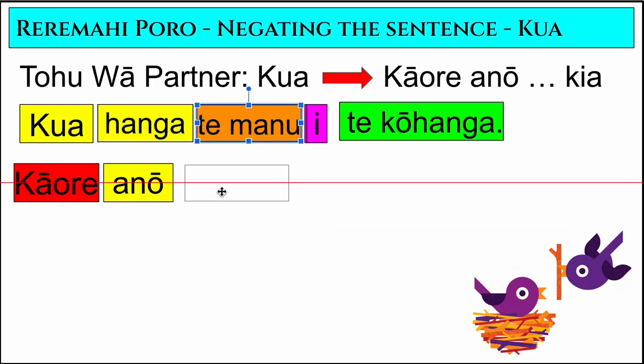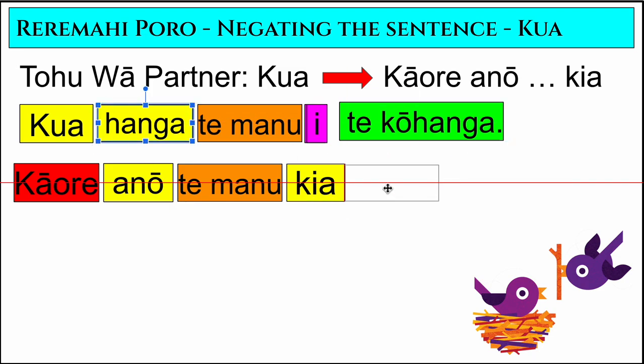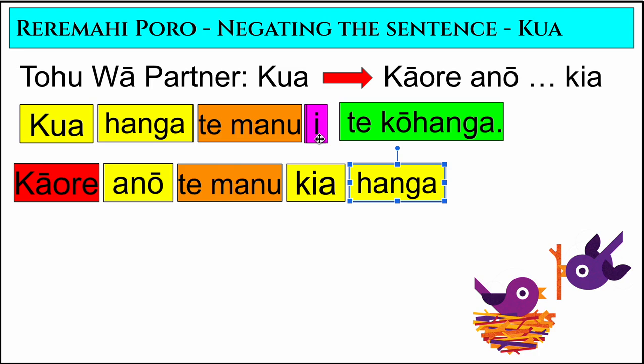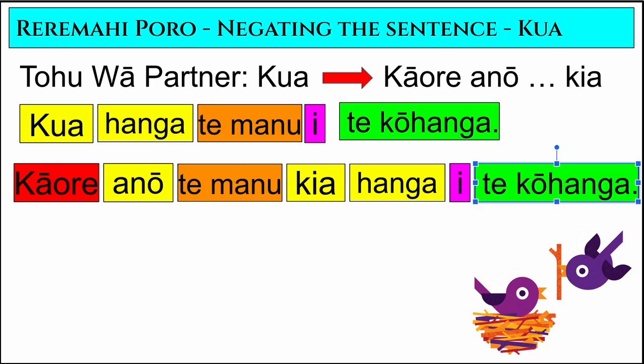Then we bring the kaimahi down. And then we add the other part of the tohuwa whakakahore, which is kia. Then the tūmahi. And then, as with the other ones, right at the end, we have the pūhono and the taunga. Kaore anō te manu kia hanga, I te kōhanga. The bird hasn't built the nest.